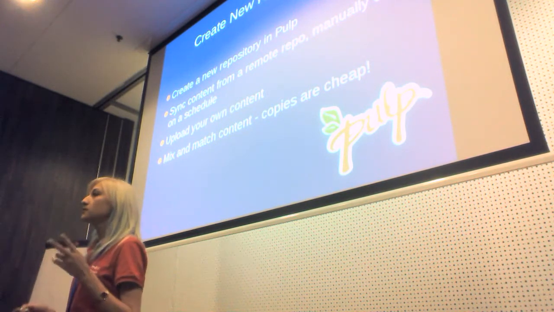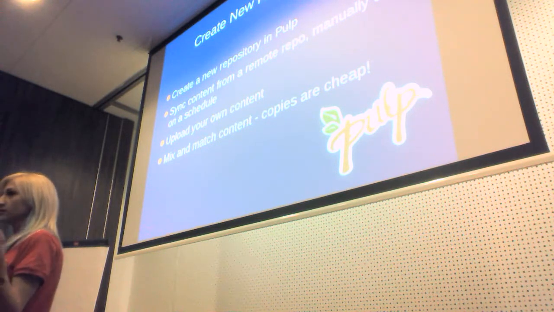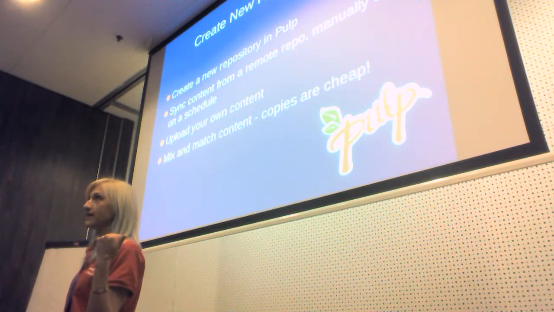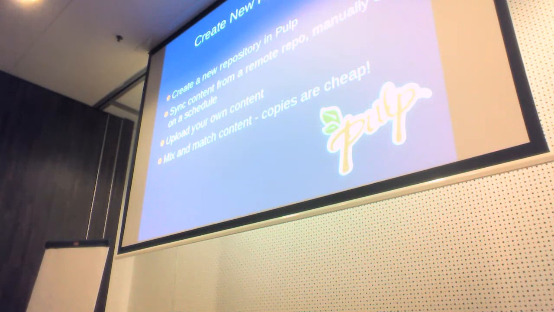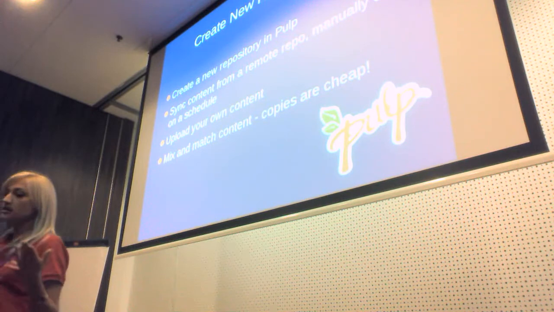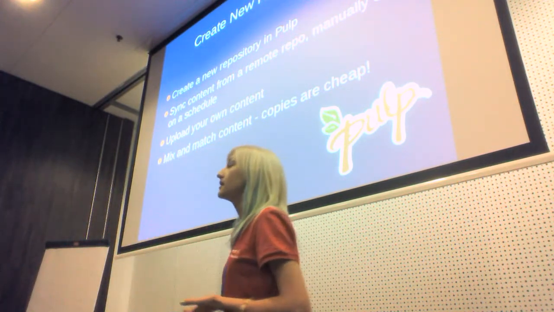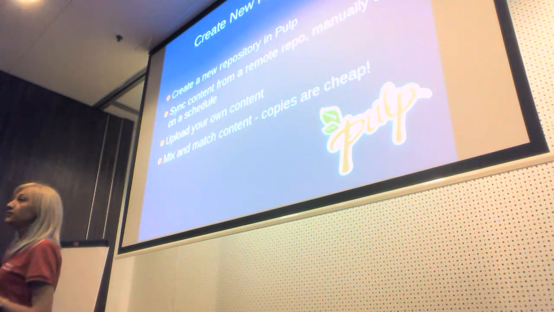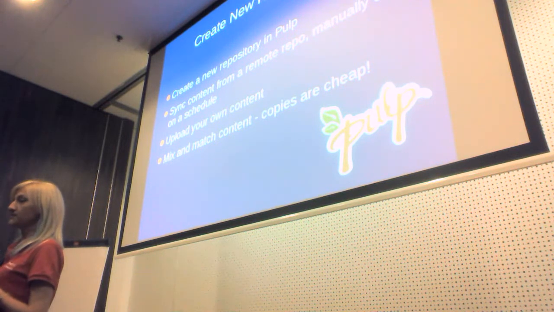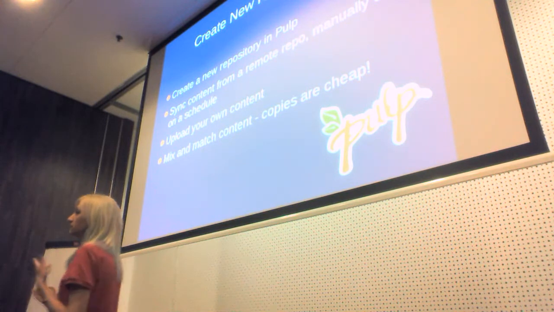And there are two ways how you can get the content into Pulp. First way is you can synchronize it from a remote source, such as CDN or CentOS, so you can mirror them locally. You can do this manually or on a schedule. Another way is that you can create the repository and upload your own content into Pulp. So once the content is inside, you can start to move it around.